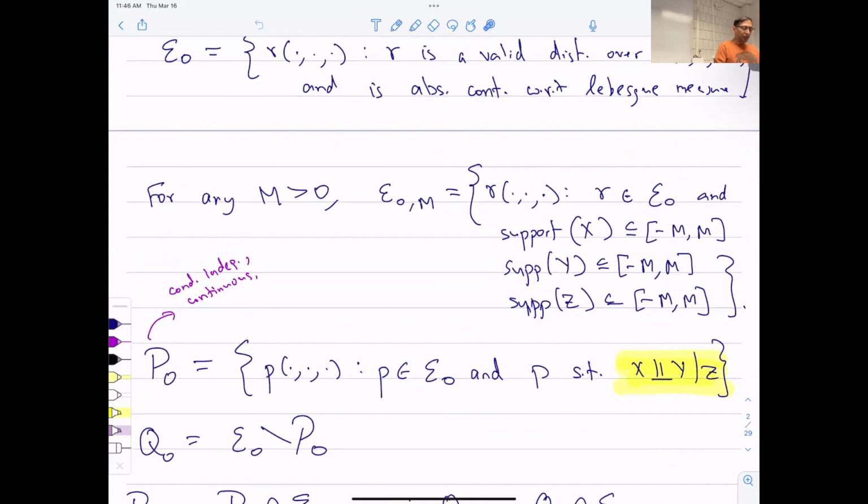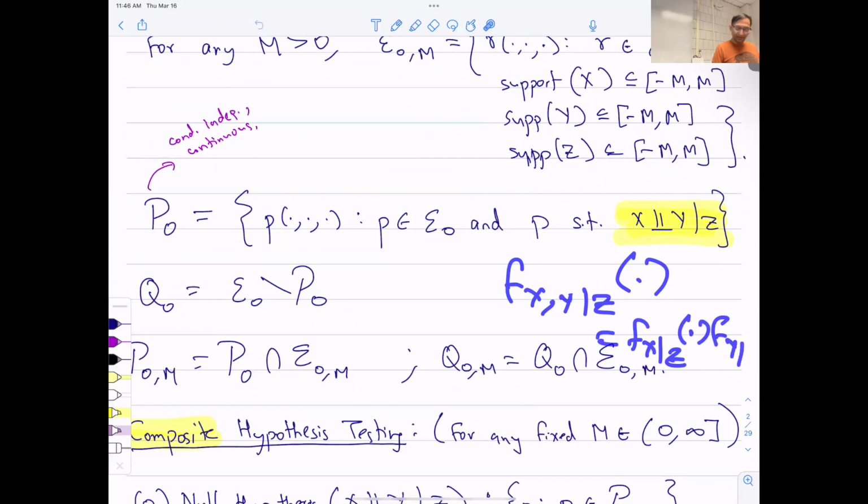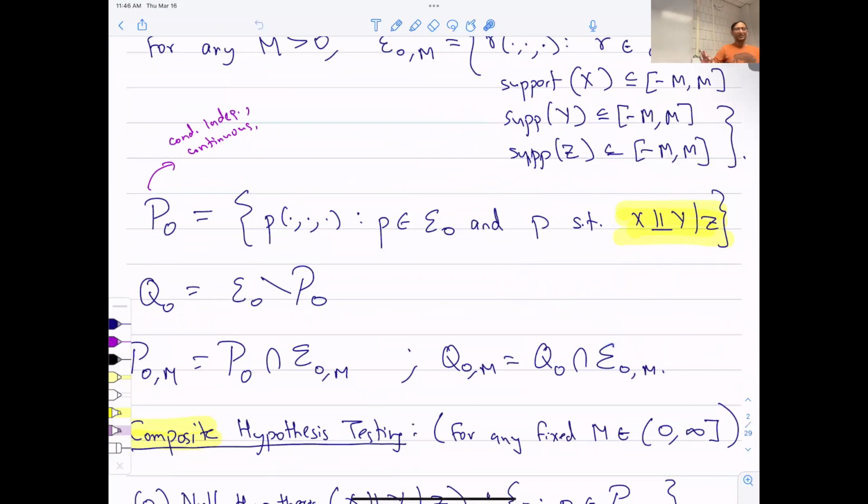So far I've just described all the distributions I care about on X, Y, Z. P0 are all those joint distributions such that X and Y are conditionally independent given Z. What does it mean? F of XY given Z equals F of X given Z times F of Y given Z. That's what we need. The densities have product form. And Q is everything else. So P are the conditionally independent ones, and Q are the ones that are not conditionally independent.